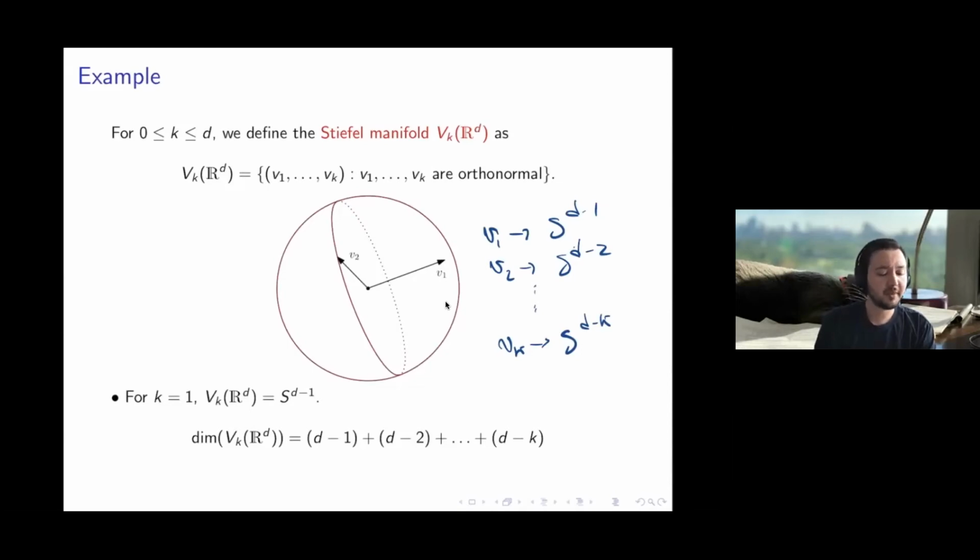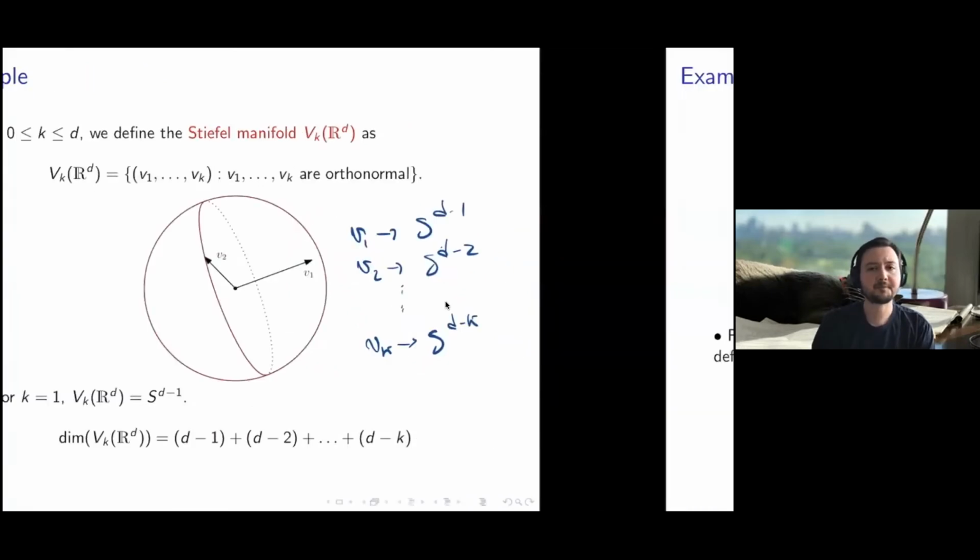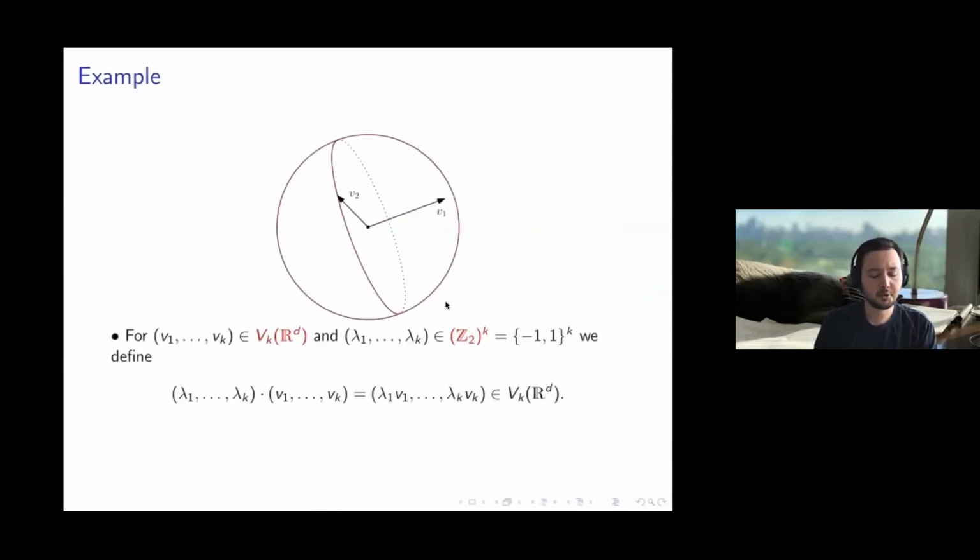Now, we mentioned that it was important to have an action of a group here. And so the group I'm going to be using is Z2 to the K. I like to think of Z2 as the pair -1, 1 with multiplication. And so if I give you an element of the group and a point in the Stiefel manifold, I can just multiply each vector V_i by the corresponding lambda_i. And this, you can check that you get a very nice point in this space.